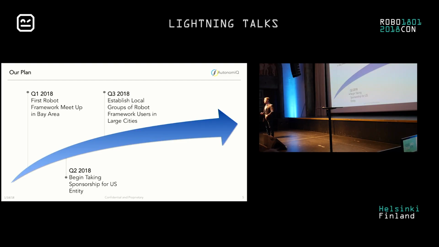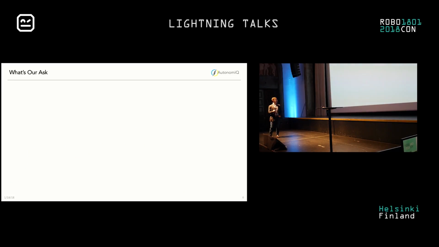Q3, we look to establish local groups. Q4, we improve the education, we grow the community. And in 2019, could we hear a RoboCon US? Possibly. So that's sort of the paradigm we're going in. It's, again, evidence-based. We want to make sure that we're taking the right incremental steps so that we really engage with the community when we're bringing it there. And that's the sum of it.